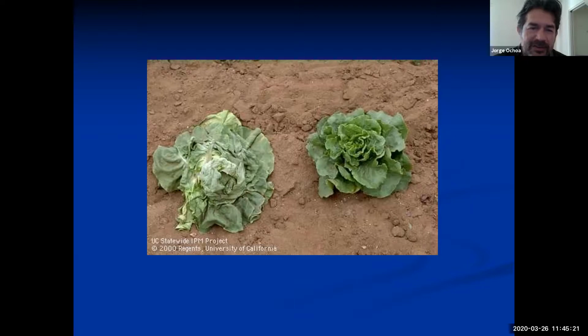So from here, you can start looking at what some of the possible problems are. And if nothing else, we can uproot the plant and try to extract the nematodes to verify that the problem is in fact being caused by them.